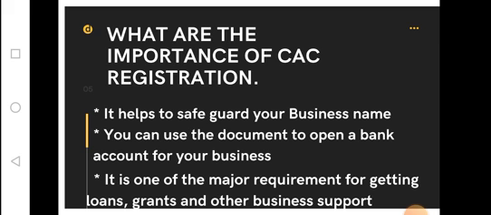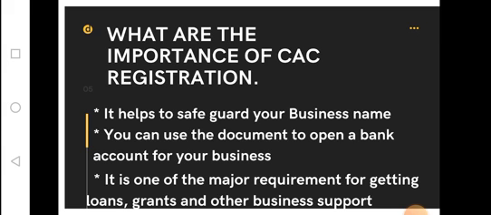So what is the importance of CAC registration? Why do businesses need CAC registration? The first one here, we say it helps to safeguard your business name. Having your business registered makes you the rightful owner of your business name. That is, nobody else can take that name.